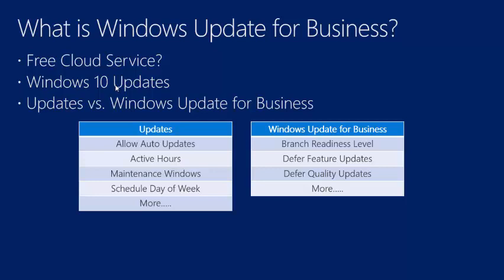Windows Update for Business is Windows 10 specific. The coverage for Windows 10 includes the feature and quality updates with Windows Update for Business and Windows 10. The beauty of this approach is in the way that you can now deploy and manage updates. You don't need to have any infrastructure installed at all.